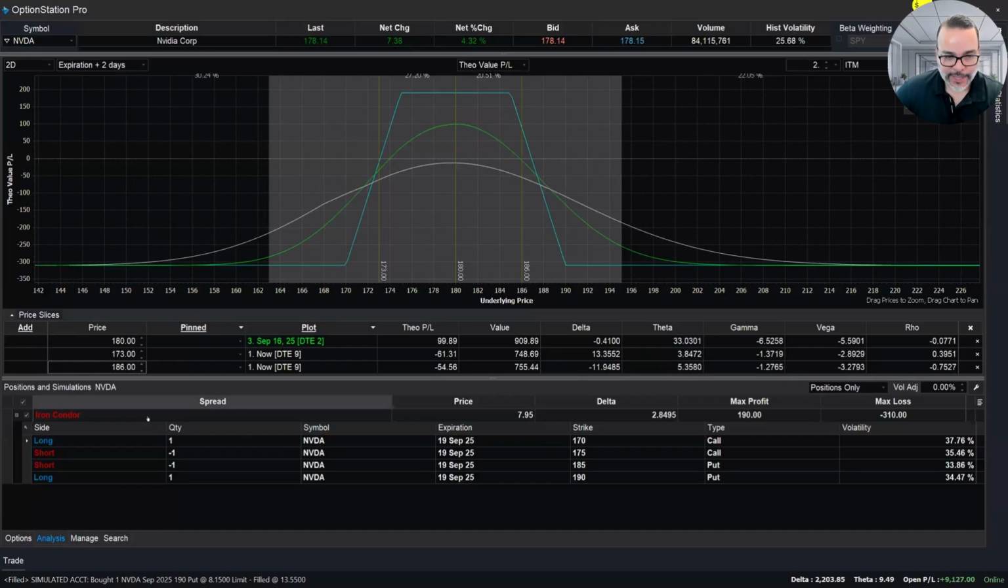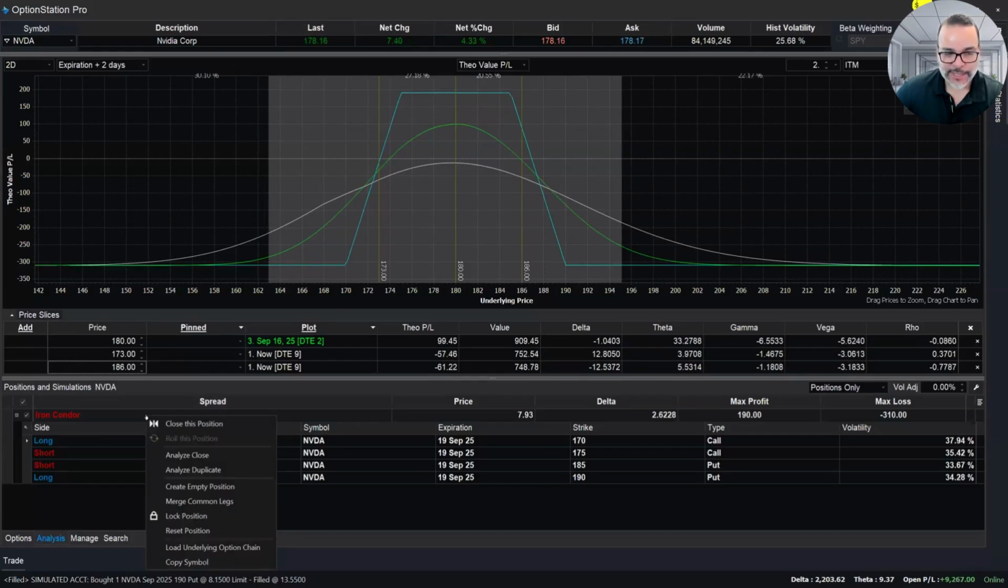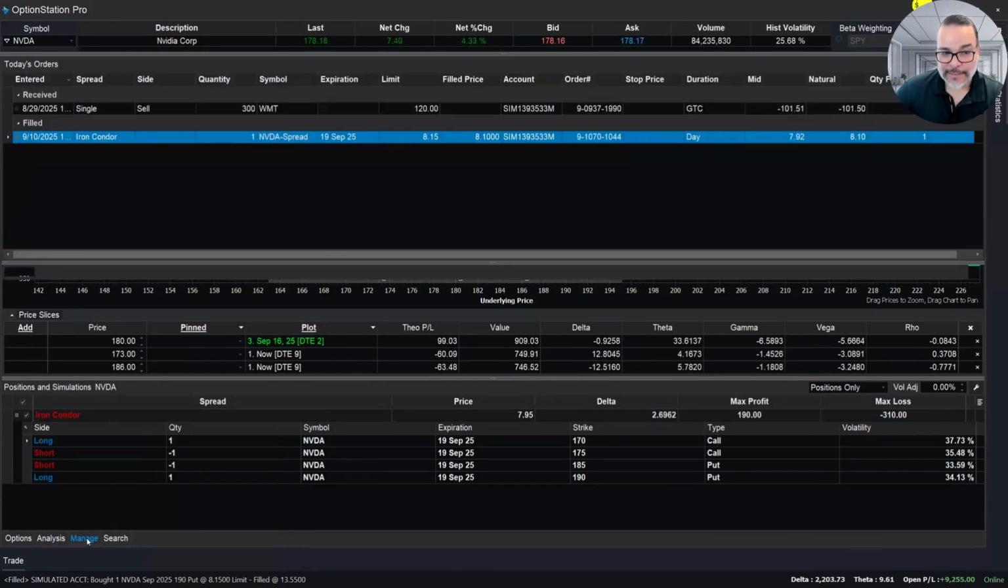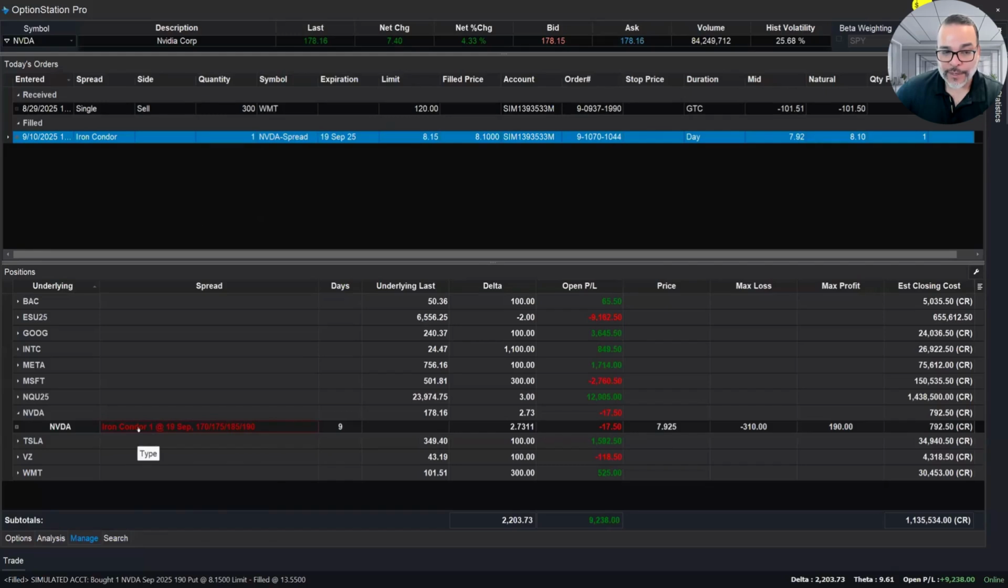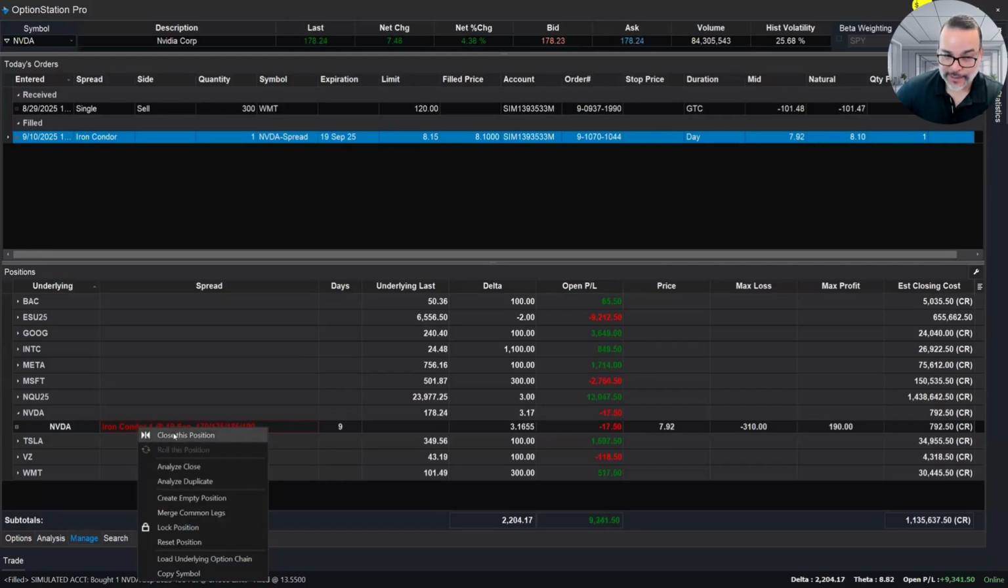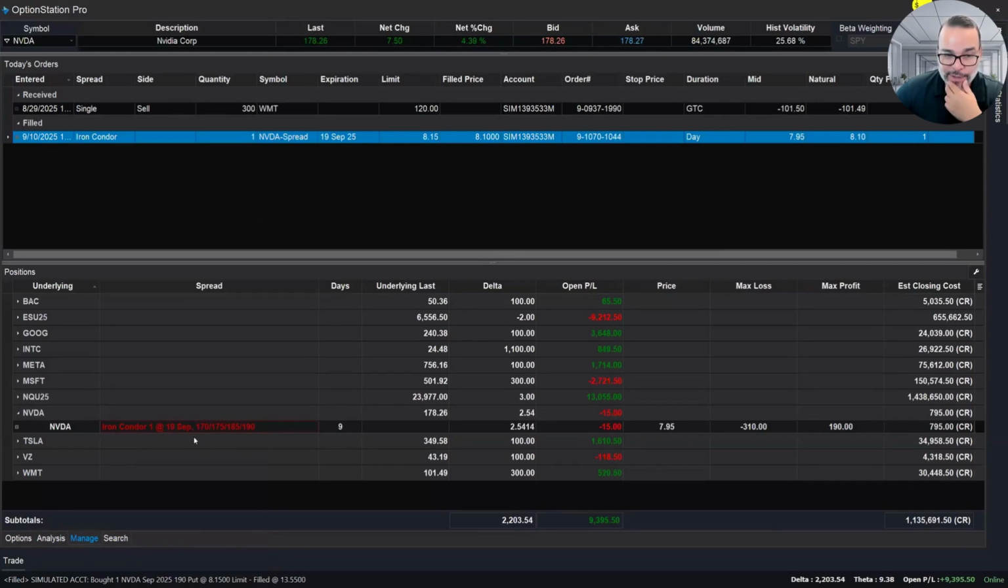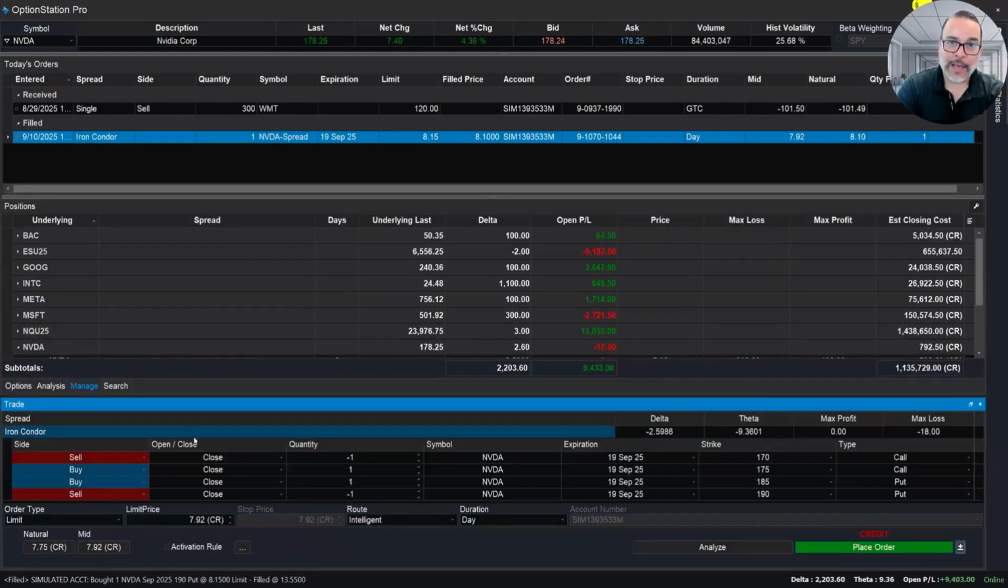All I need to do right here, you can do it from this place. You can right click on the iron condor and say close this position. You can also do it from the manage tab. If you're on the manage tab and you're looking at the iron condor from here, you can right click and do the same thing: close this position. If I go there, it'll automatically populate the legs into my trade bars.